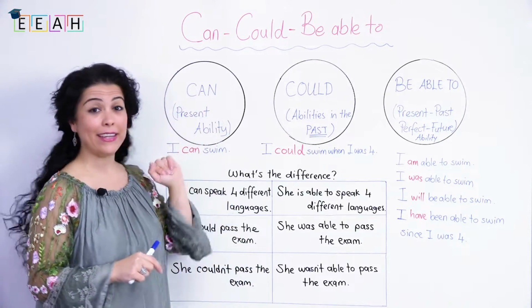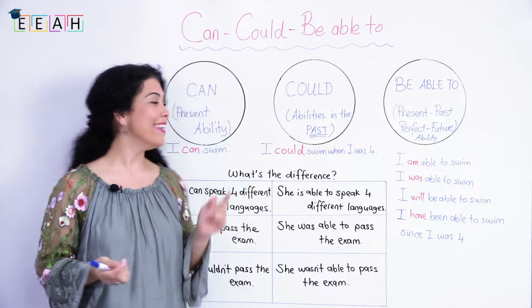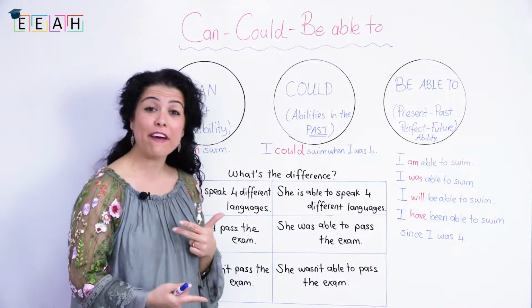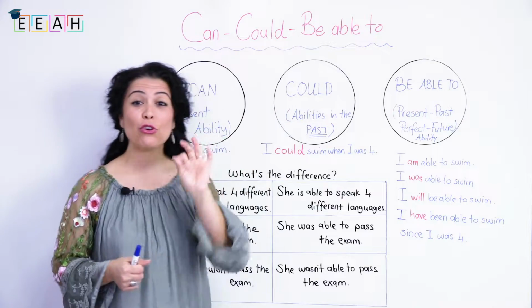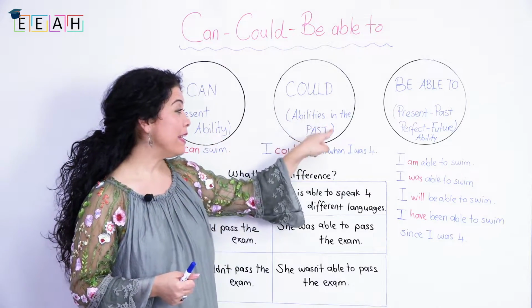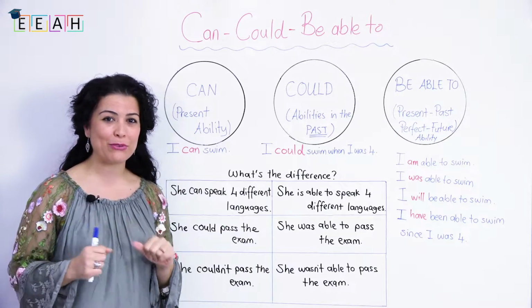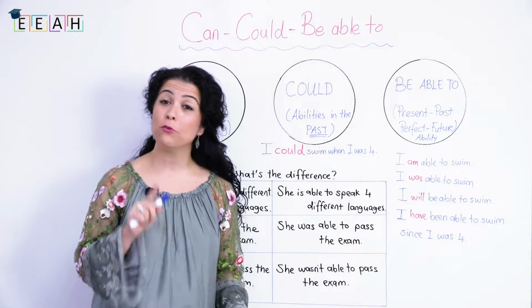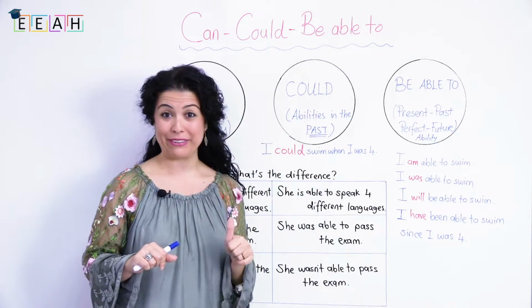We use can to talk about present abilities. For example, I can swim, I can sing, I can run fast. What can you do? We use could to talk about abilities in the past. So think about past times, okay? I could swim when I was 4. What about you? What could you do when you were 4?